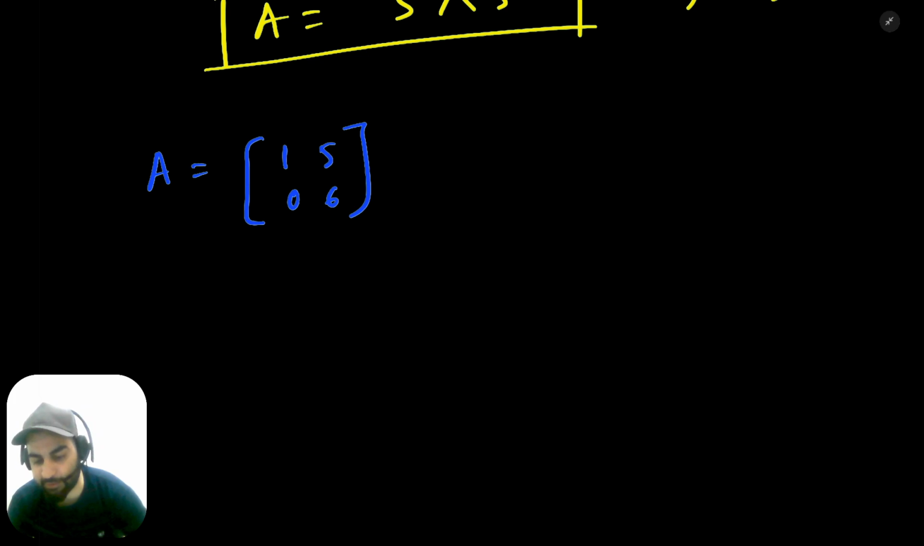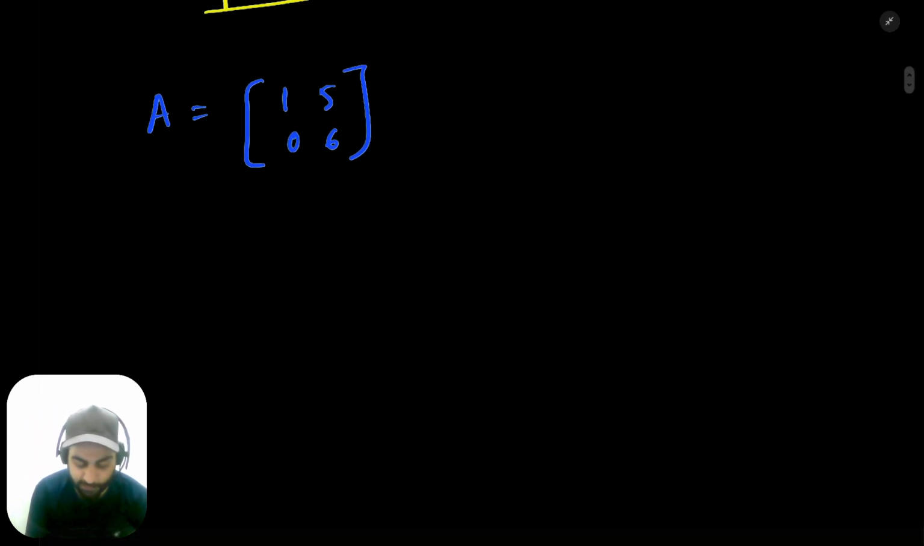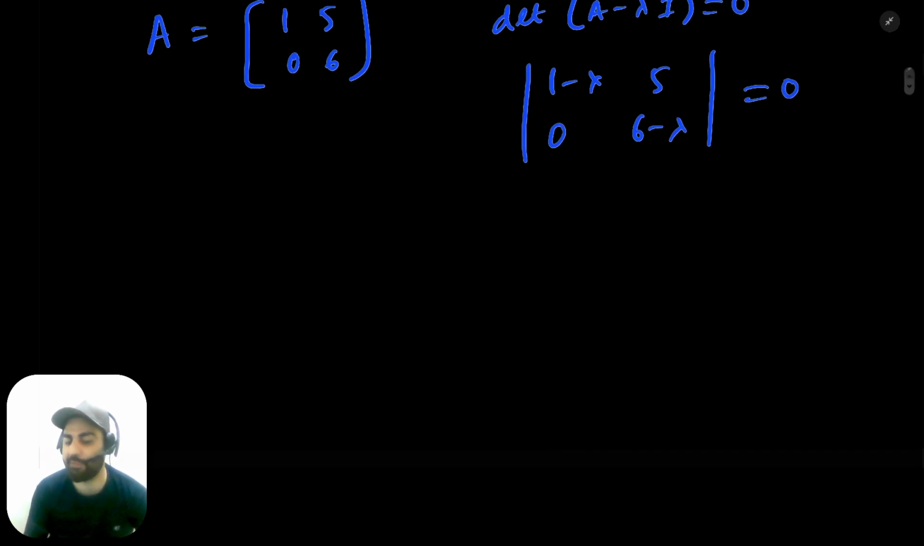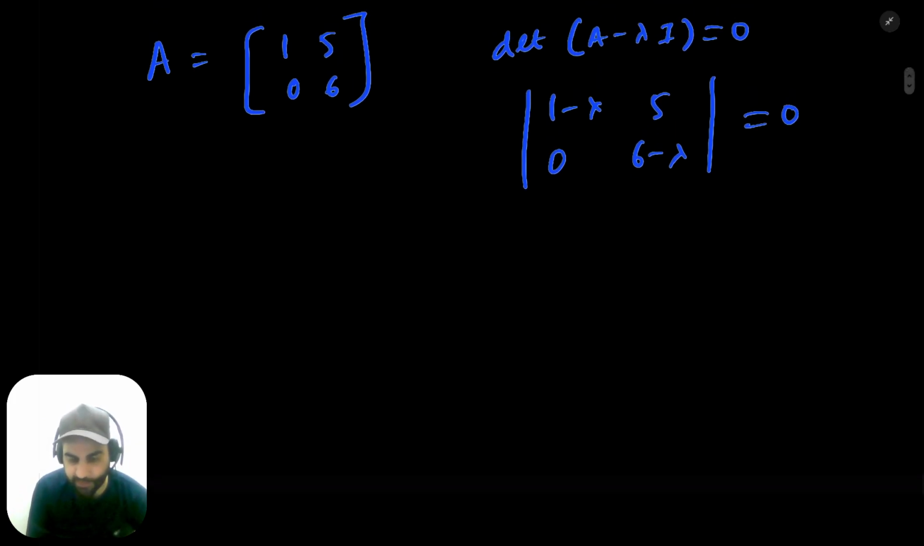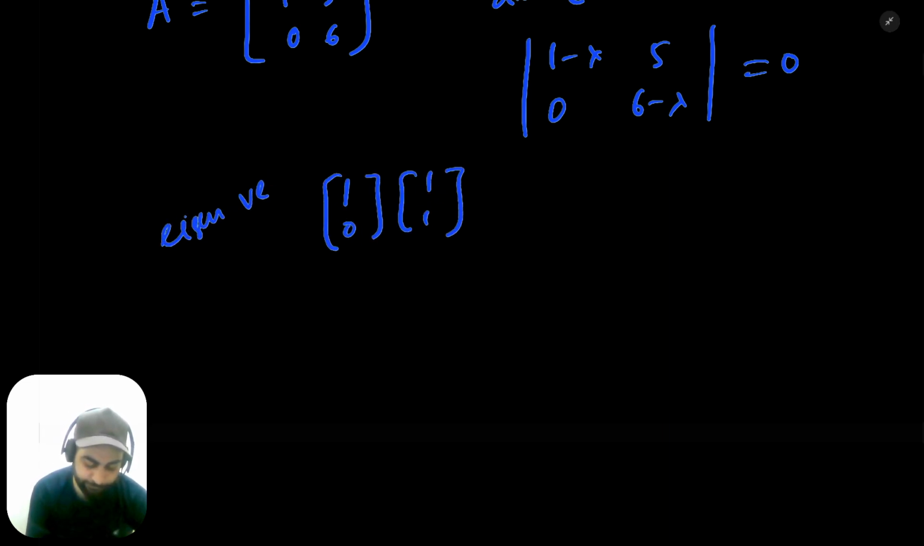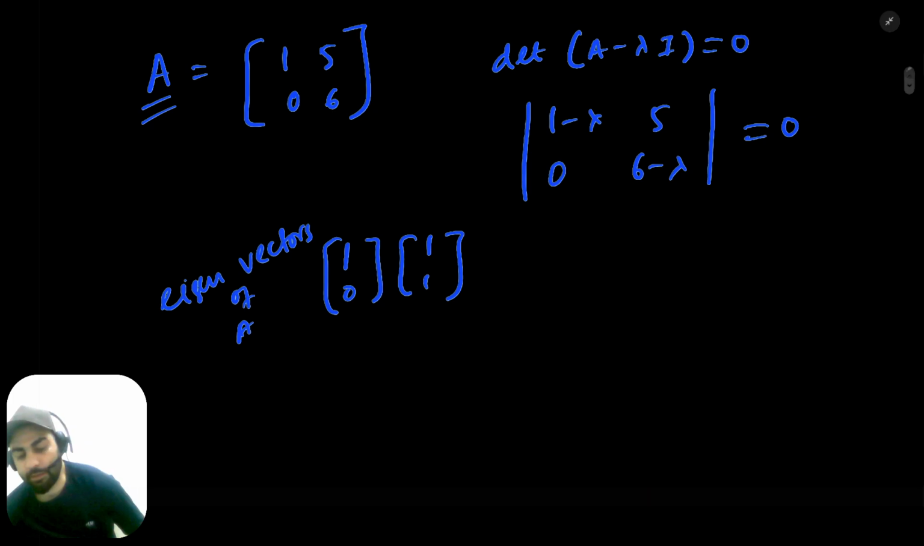So let's compute the eigenvectors. I think it's easy for us to compute them now. The determinant of A minus lambda I should be equal to 0. That means the determinant of 1 minus lambda, 5, 0, 6 minus lambda should equal 0. Let's multiply this; I have pre-computed the values. The eigenvectors of this matrix A are 1, 0 and 1, 1. These are our eigenvectors of A, and the corresponding eigenvalues are 1 and 6.